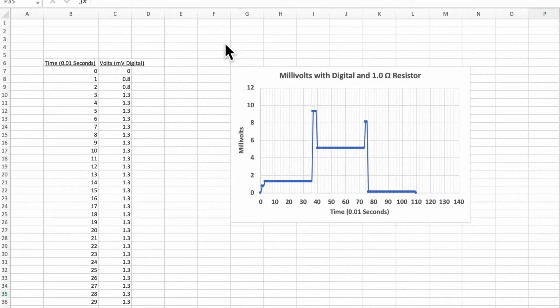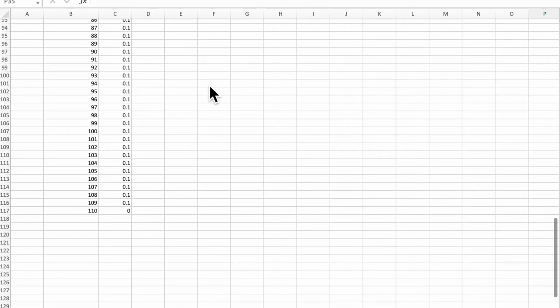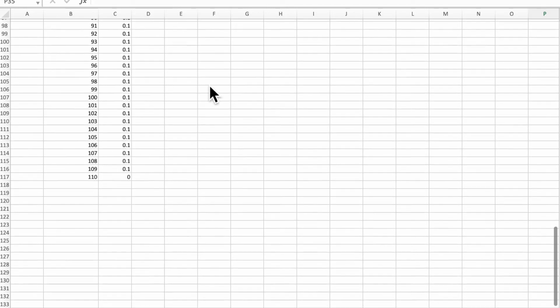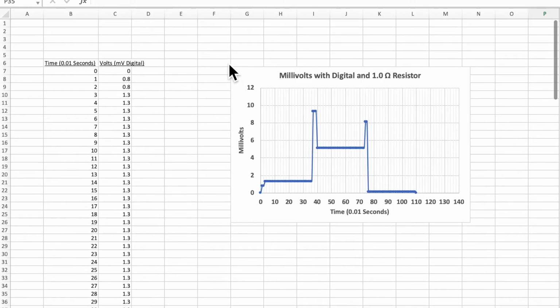I did a slow motion screen recording using the digital multimeter. This is all the data all the way down to 110 hundredths of a second data points. This is a chart of the data.